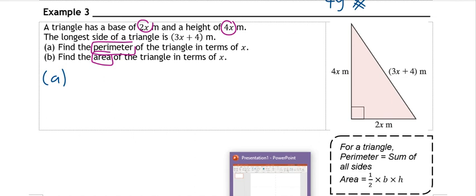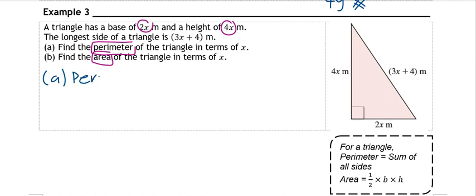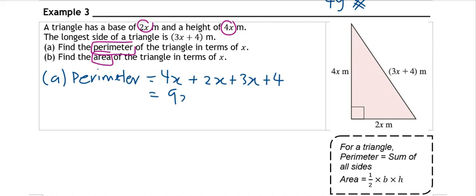Perimeter of the triangle will be 4x plus 2x plus 3x plus 4. Here the like terms are already arranged together. For 4x plus 2x plus 3x, 4 plus 2 is 6, 6 plus 3 is 9. So the perimeter will be 9x plus 4. I will give brackets because it means an expression. So the perimeter will be (9x plus 4) meters.